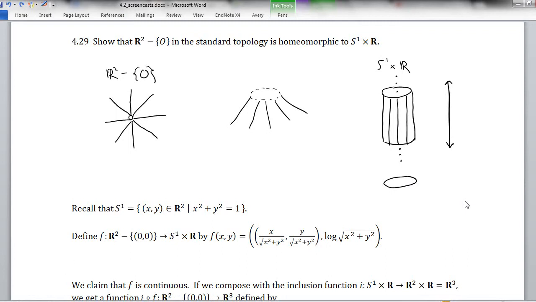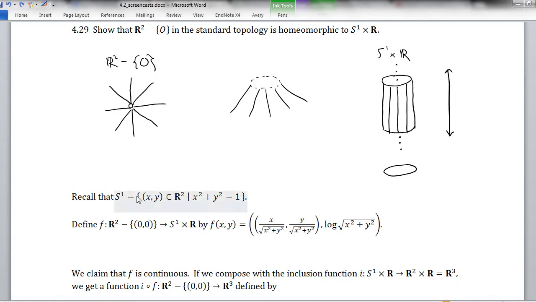Okay, well, maybe you can imagine turning one of these into the other. Let's try and write down a function that would do it, which is invertible and such that the function and its inverse are both continuous. So first of all, remember what S1 is. It's just the unit circle in the plane, the set of all points at a distance 1 from the origin.